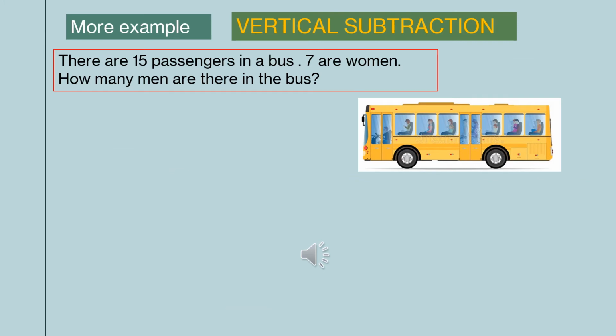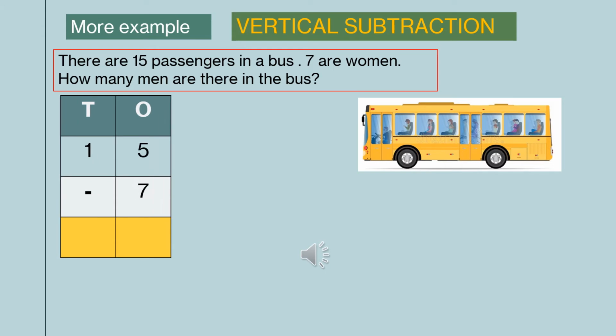One more example. There are 15 passengers in a bus. 7 are women. How many men are there in the bus? So here we have to find the number of men present in the bus. So we have to arrange the numbers vertically to subtract 15 minus 7.